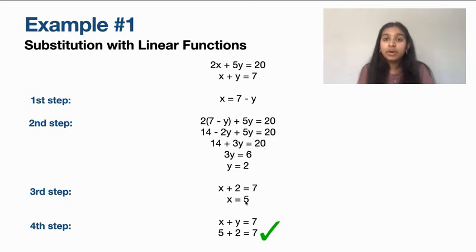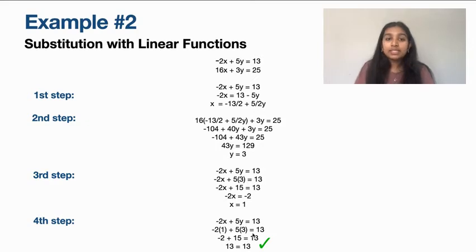Now, the most important step is to check your work, and many students miss this, so you have to make sure that you do this to ensure that your solution is correct. So I'm going to substitute both values into this equation. x plus y equals 7, x is 5, plus 2, which is our y value, and that gives us 7. So we know we are correct.